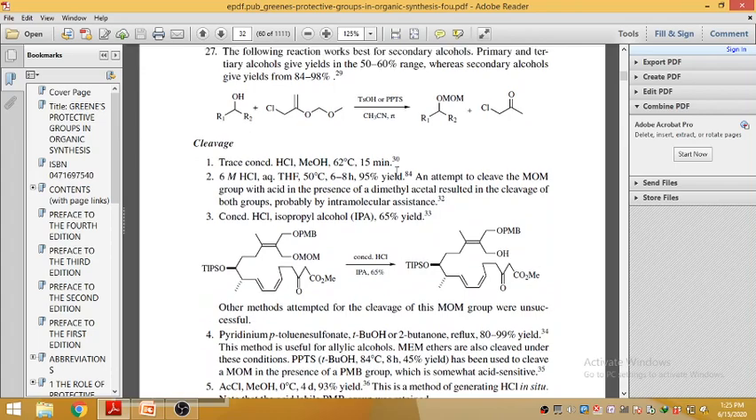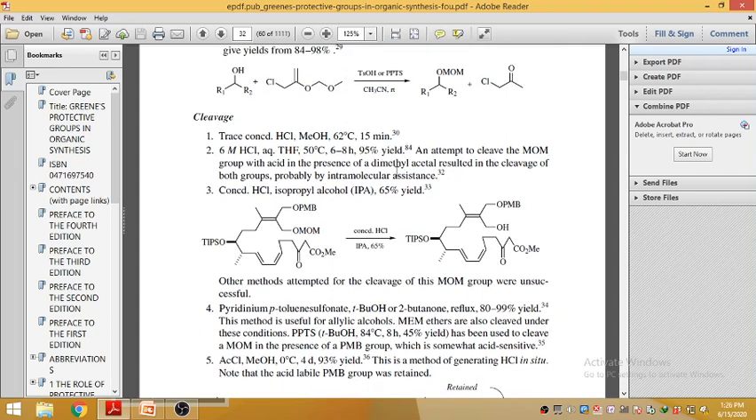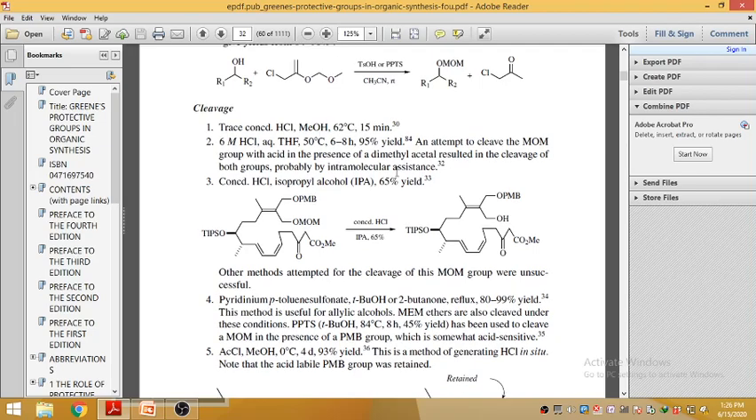There are almost 27 methods for its formation, and now there is a cleavage. As we have mentioned, methanol in the presence of HCl can also be used for its deprotection. Isopropyl alcohol can also be used instead of methanol in the presence of concentrated HCl. Here the yield is 65%.